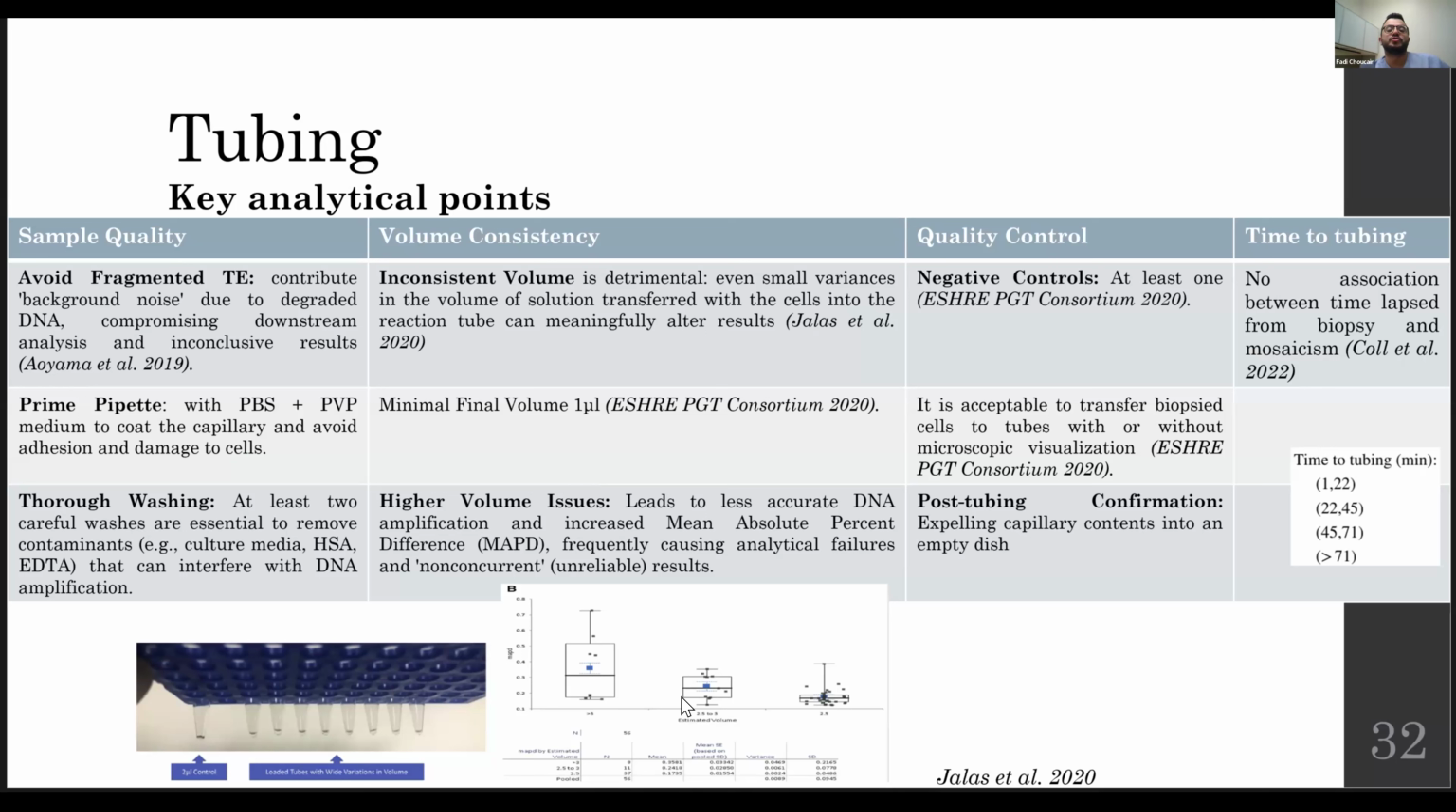A third point to raise during tubing is quality control. The ESHRE PGT consortium recommended at least 1 negative control. Also, as the ESHRE PGT consortium stated, it is acceptable to transfer biopsied cells to tubes with or without microscopic visualization. For sure, it's recommended to see that the cells are well tubed, and a post-tubing confirmation, expelling the capillary content into an empty dish.